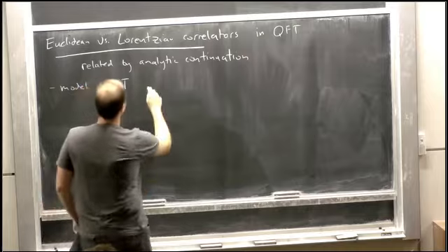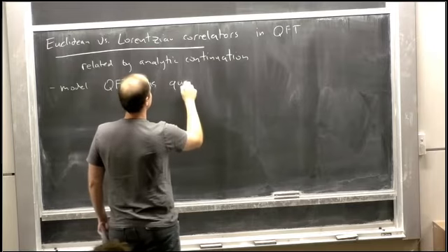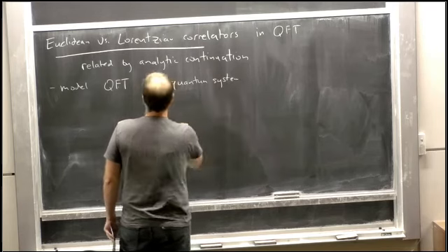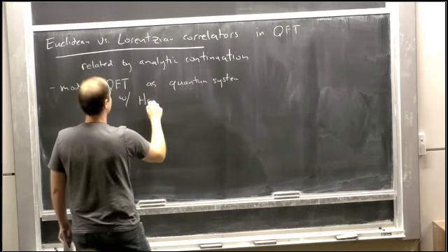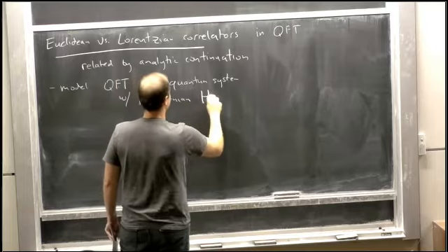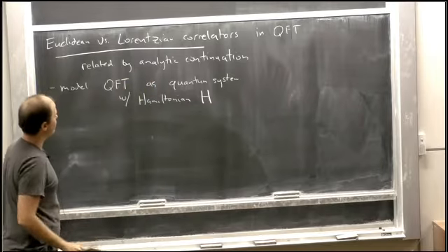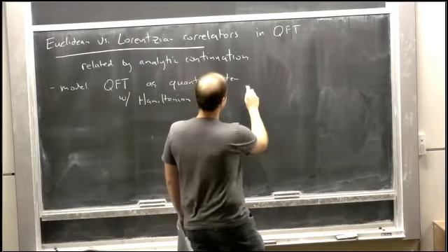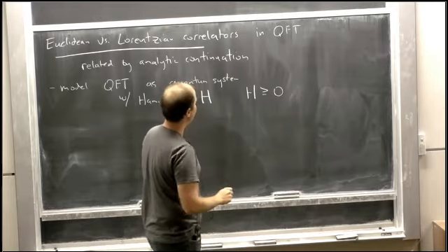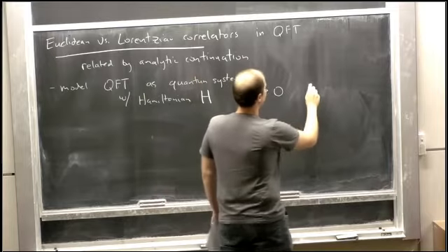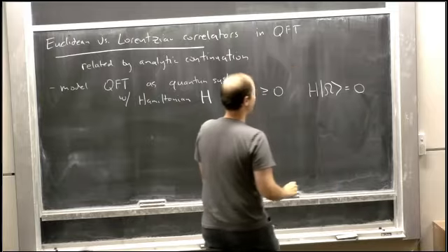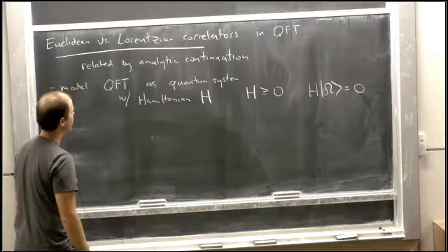We're going to model QFT as a quantum system with Hamiltonian H. And the important features of this Hamiltonian are that, first of all, it's bounded from below. So I'll assume that the spectrum of H is non-negative. And furthermore, for simplicity, I'll assume there's a unique vacuum state. And all other states have positive energy.